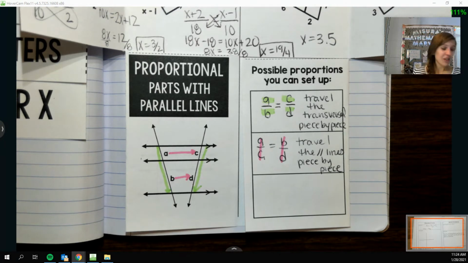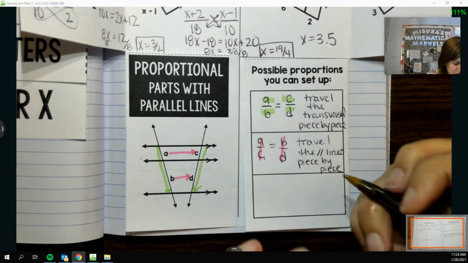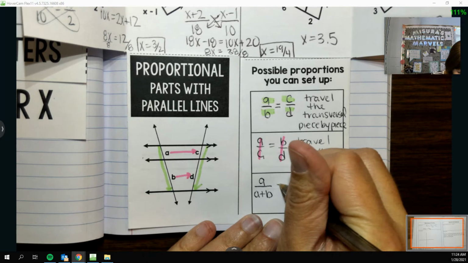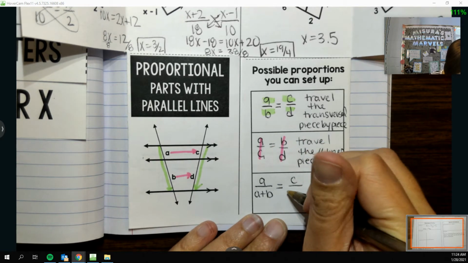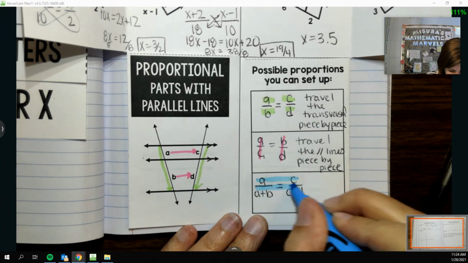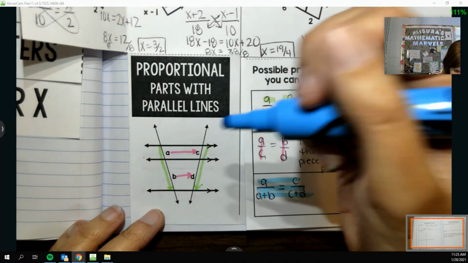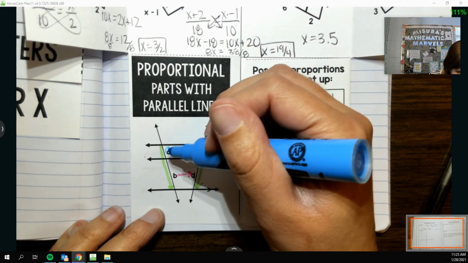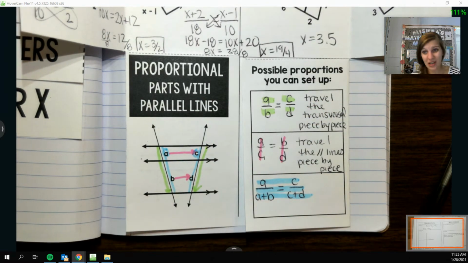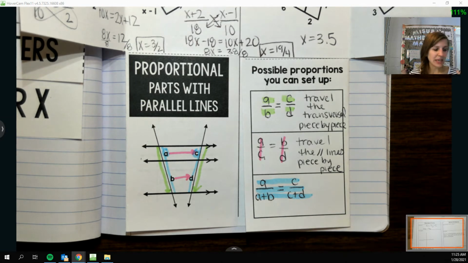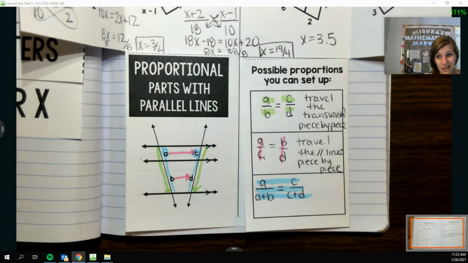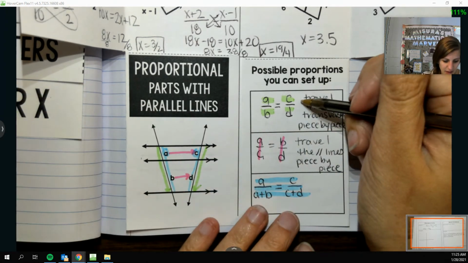And then the last one you can do that's kind of weird as well is A over A plus B equals C over C plus D. Now this is really only one of many possible combinations, but what we did there is A over the whole thing, and then C over the whole thing. So again, you're traveling along the transversal, but it's piece to the whole. You can do that with all these really, where it's a piece to the whole when you're traveling along the transversal. Like this one up here.